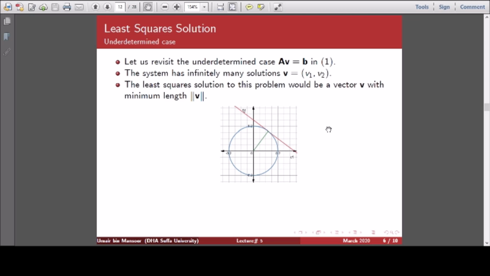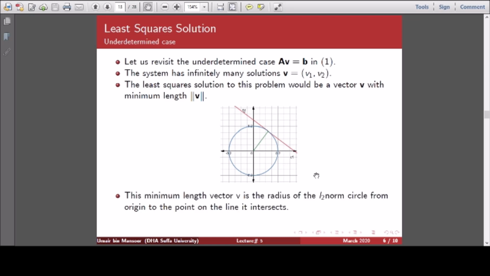Now let's make another vector from 0 to this point. So any point on this line will be represented by a vector from the origin. So you can have infinitely many points on this line, because this line is not limited to this scope. This line is infinite. So you can have infinitely many vectors that solve this system or this line. So in the underdetermined case, you have infinitely many solutions.